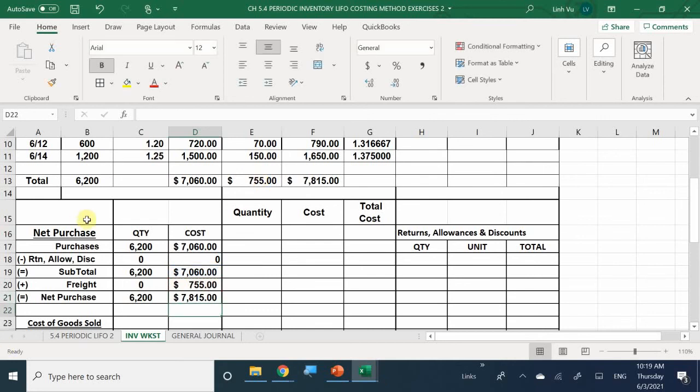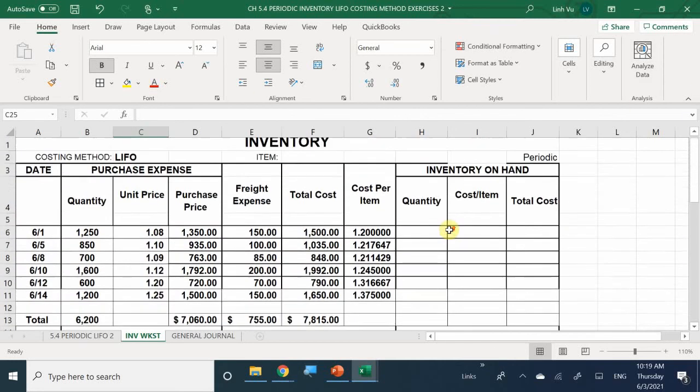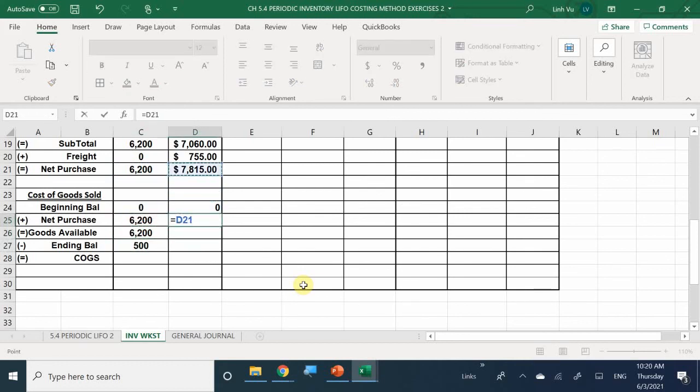7,815. Once again, we don't have beginning inventory, right? We're assuming that we're making our purchases from zero. No beginning inventory. This isn't a continuation of the same problem. So therefore, we have zero beginning balances. So I carry down my net purchases. Zero plus your net purchases gives you your goods available, the same as your net purchases. Given that on the 15th of June, you have a total of 500 units.